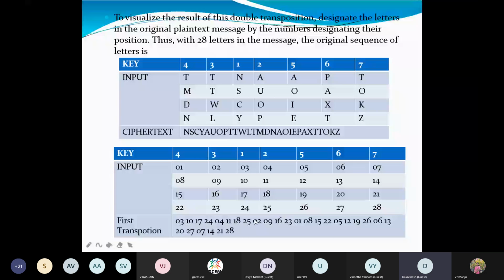And if we use alphabets, for example, see here, in this case one is NSCY. Then AUOP. After that, the third one, that is TLWL. So this is how it is happening.